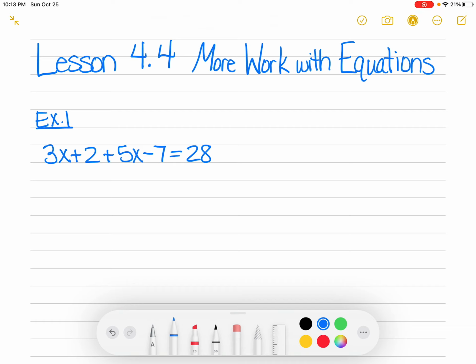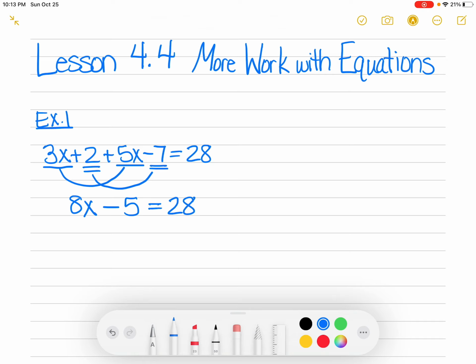Example 1, you're going to solve this: 3x plus 2 plus 5x minus 7 equals 28. The first thing you're going to do on this one, it looks a lot longer, but we're going to combine the like terms. That's what you always should look for first in equations. So I have a 3x and a 5x, and I have a 2 and a negative 7. So I'm going to combine those like terms. 3x plus 5x is 8x, and 2 minus 7 is negative 5, or minus 5. And that equals 28.